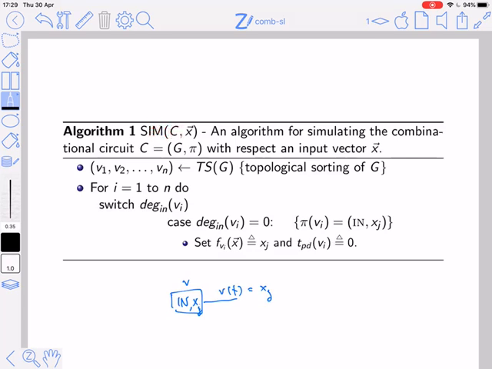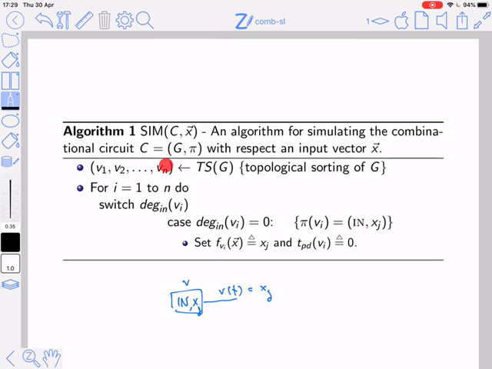The input C is a description of a combinational circuit. G is our directed graph. Pi is the assignment of gates to the vertices in the graph. And the second parameter X is the k input bits.